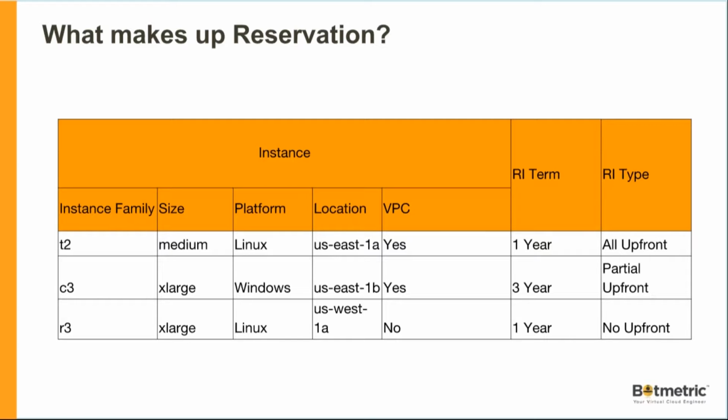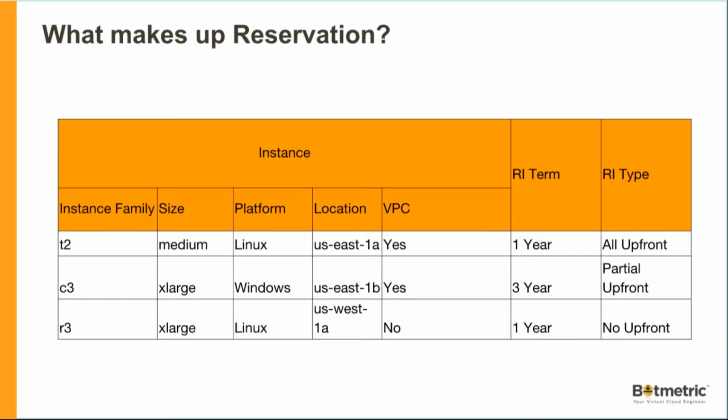We have two more columns, RA term and RA type. That is like 1 year all upfront, and 3 year, like that. The RA term has only two options: 1 year or 3 year. And for the RA type, you have three options: no upfront, partial upfront, and all upfront.